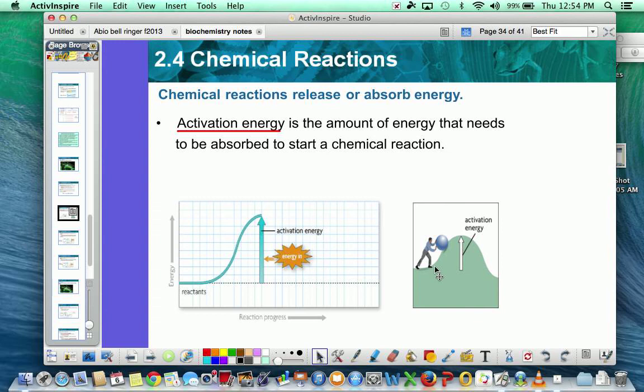Okay. But activation energy, just as this illustration depicts, is the amount of work that it's going to take in order for that chemical reaction to go. Hence this guy: how much work does it take for him to push this ball up this hill? It's the same analogy as how much activation energy it takes for a chemical reaction to go.